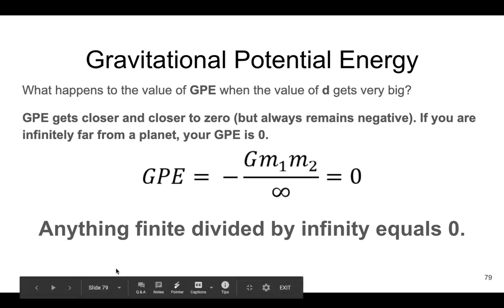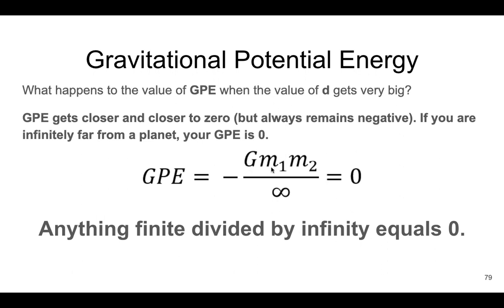the key idea here is anything finite divided by infinity equals 0. So big G times mass of one object times mass of the other object is going to be some finite positive number. And if the two masses are so far away from each other that we're basically dividing by infinity, we're going to get zero. So that's how this works.